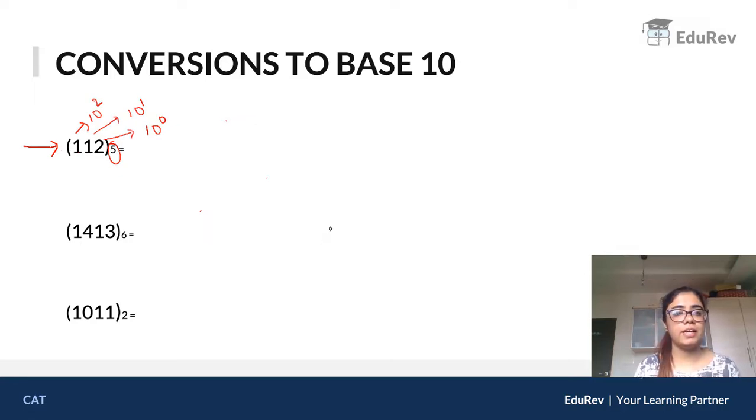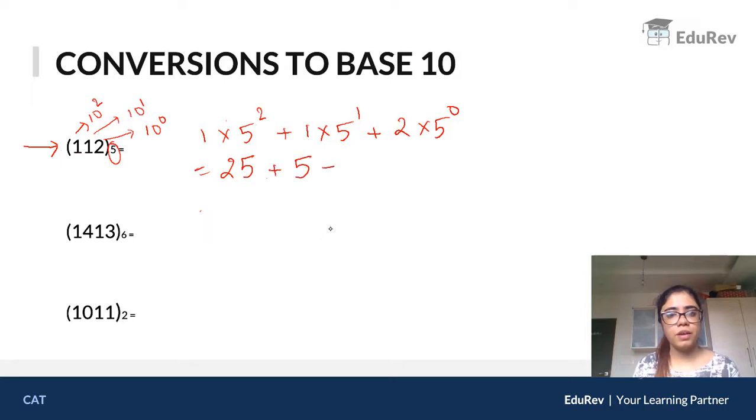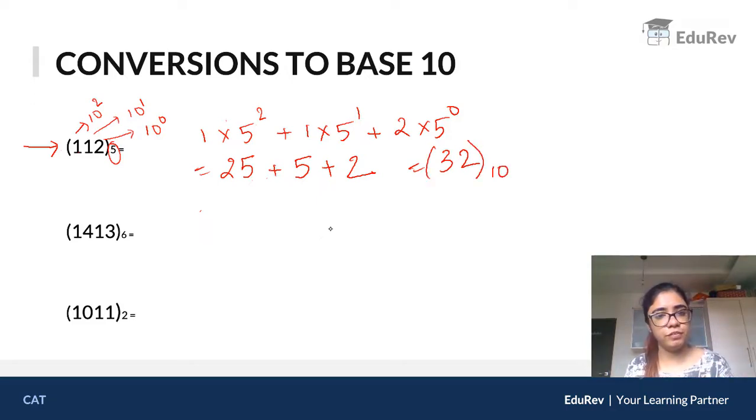So you can write it as 1 into 5 squared plus 1 into 5 raised to 1 plus 2 into 5 raised to 0. So this will become 25, this will become 5, and 2 into 5 raised to 0 is 2 into 1, so this is 2. So 25 plus 5 plus 2 will give you 32. So this is 32 to the base 10. So 112 to the base 5 is the same as 32 to the base 10.